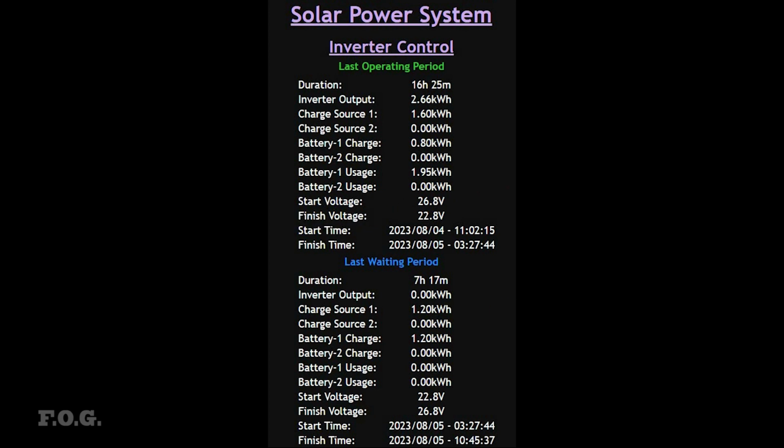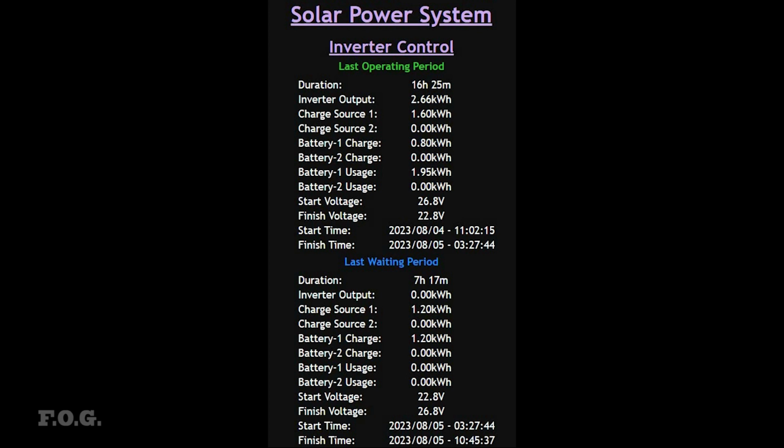Looking at the waiting period information, this is pretty much typical of what we would expect, with the charge source showing 1.2 kilowatt hours accumulated and the battery charge also showing that it has charged 1.2 kilowatt hours. And you've got to remember that these measurement paths are completely independent for both of these. So with these values being so close, it gives us pretty good confidence that the measurement system is working well.